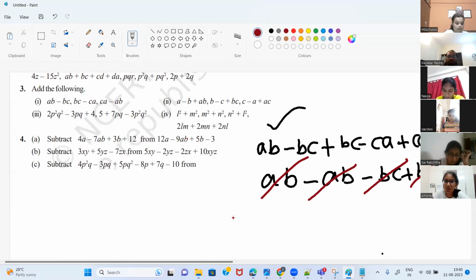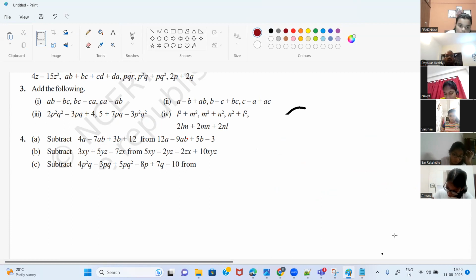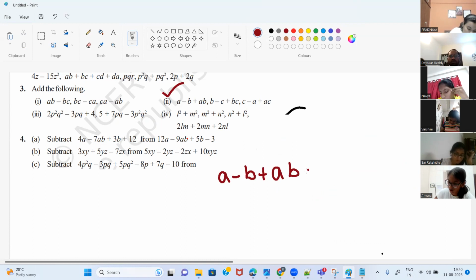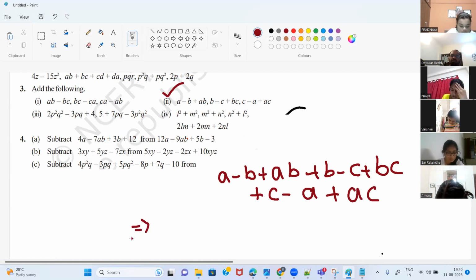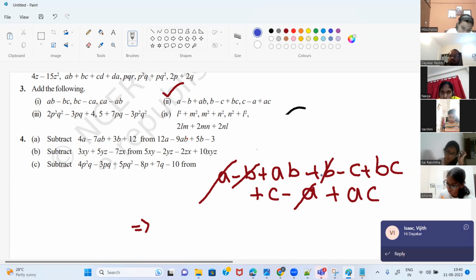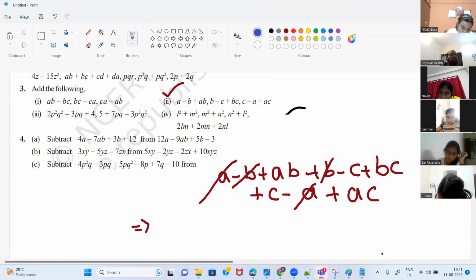Try to solve the next problem here. A minus B plus AB, then plus B minus C plus BC, plus C minus A plus AC. I am writing it down, children. This is the problem. See here, minus A plus A you can cancel. What else can we cancel? Minus B plus B, we can cancel.